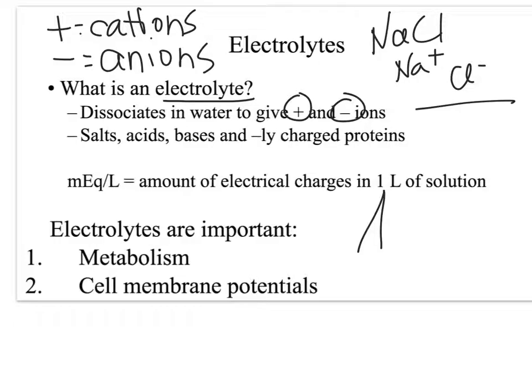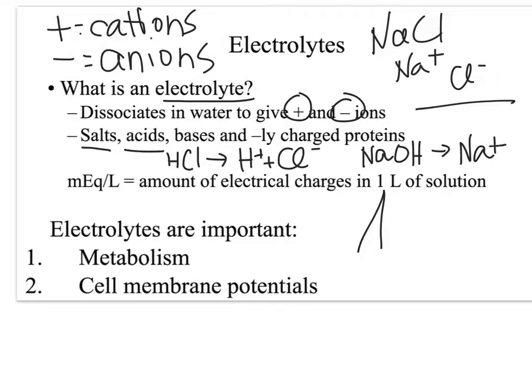Things that are electrolytes are typically salts, acids, like hydrochloric acid, which is HCl. When that comes apart, you'll have hydrogen ions and chloride ions, so both are charged. Bases, an example of a base is sodium hydroxide. That comes apart, and you'd have sodium and hydroxide. And then there are some negatively charged proteins too that also function as electrolytes.